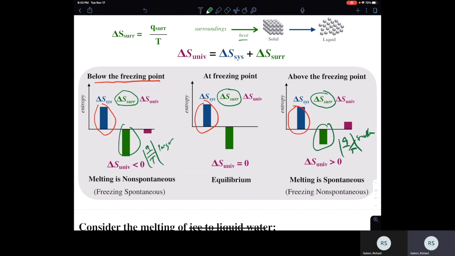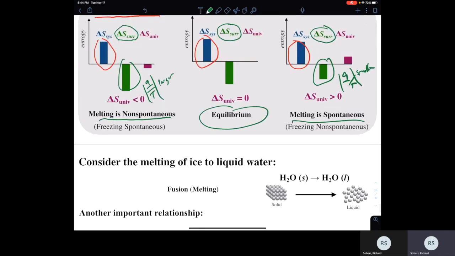So at a lower temperature below the freezing point, the delta S of the surroundings being negative is actually more significant. And so melting is non-spontaneous. Above the freezing point, melting is spontaneous because, yes, delta S of the surroundings is negative, but its impact is less at the higher temperature. And so the net delta S for the universe is positive, which makes it spontaneous. And then you have the special at equilibrium case where you're at the freezing point and the magnitude of the delta S for the surroundings and the system are equal. Okay, so delta S for the universe is 0.